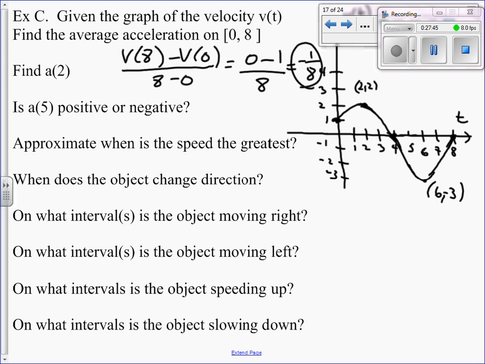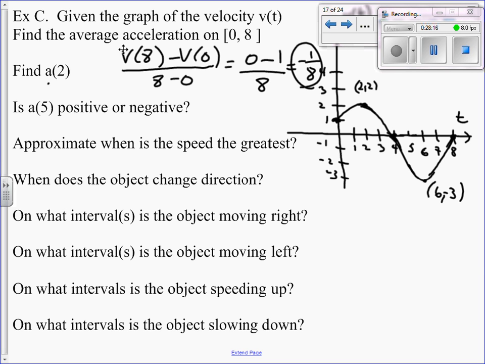Next question. That was average acceleration over an interval. Now we want the acceleration at a particular time. We want the instantaneous acceleration. What are we going to use to get that? dv dt, the derivative. How am I going to get a derivative from a graph? What do I have to look at? The slope. So I have to take the slope of the velocity graph at time 2.